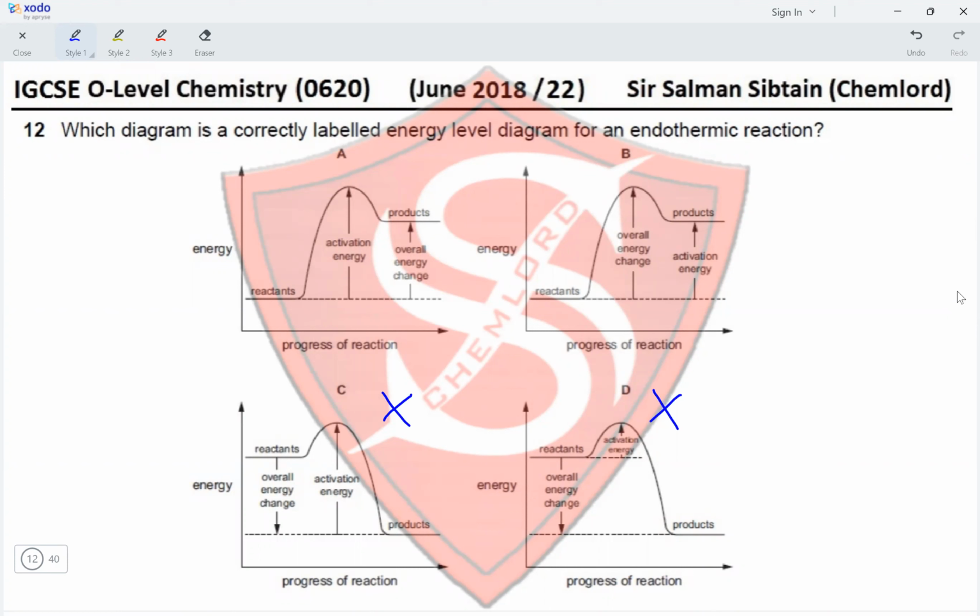So between A and B, now the activation energy is the energy from the reactants till the maximum energy state, and that is stated in option A. In option B, overall energy change is stated, which is incorrect. The overall energy change is the energy change between the reactants and products, which is correct in option A, and incorrectly stated as activation energy in option B, eliminating option B and making option A the correct option for this question.